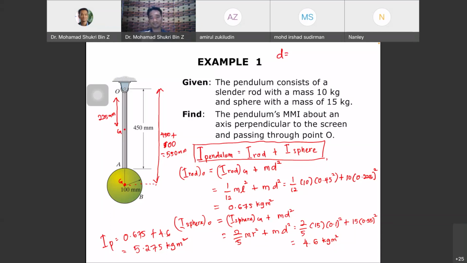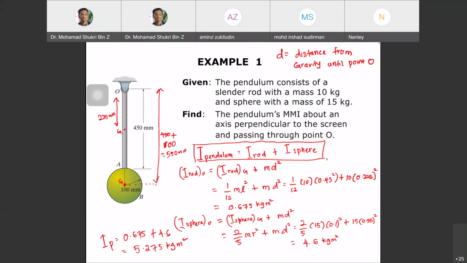Jadi Hakim tanya D itu diameter ke? Bukan. D bukan diameter. D adalah distance from gravity till mana-mana point lah, point yang kita nak kira. I say this is point O lah. Alright, D adalah distance from gravity until point O.